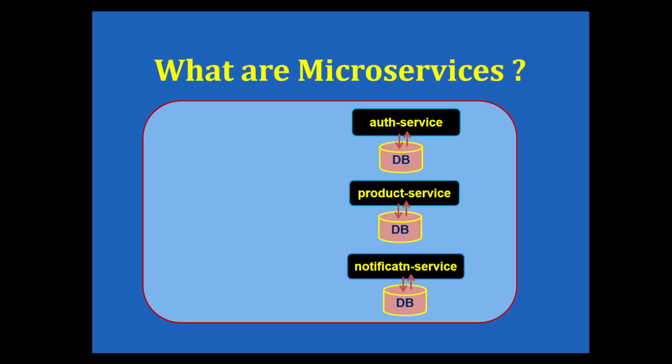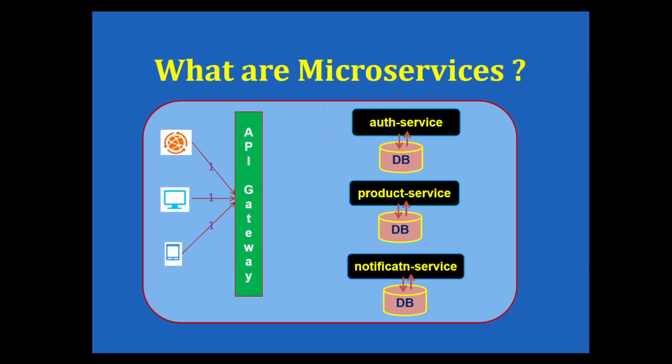How do microservices work? A client request is sent to the API gateway first, which will further take help from the service registry to determine which microservice to call, and finally it will route the request to the appropriate microservice.